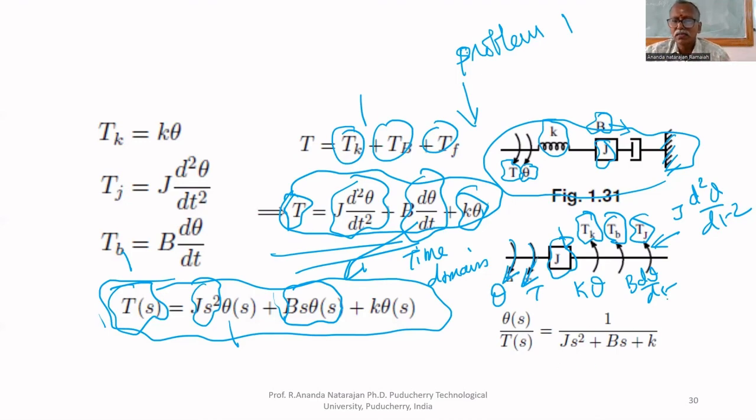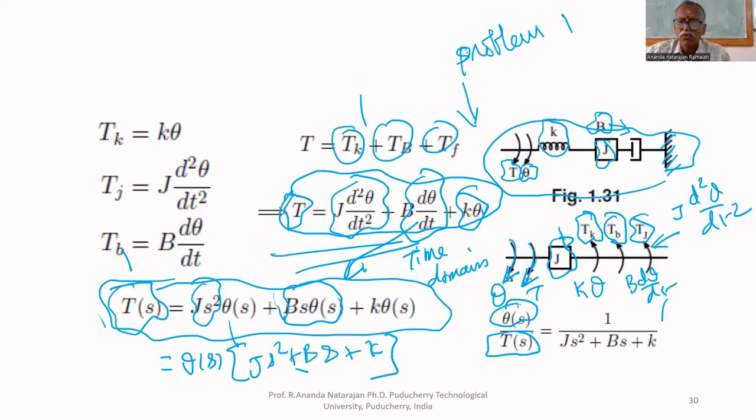So we have to find theta of S upon the input T of S. Take theta of S outside, and we get J s square plus B s plus K. Therefore, theta of S upon T of S, the transfer function, which is the Laplace transform of output by Laplace transform of input, is 1 upon J s square plus B s plus K. This is a second order differential equation.